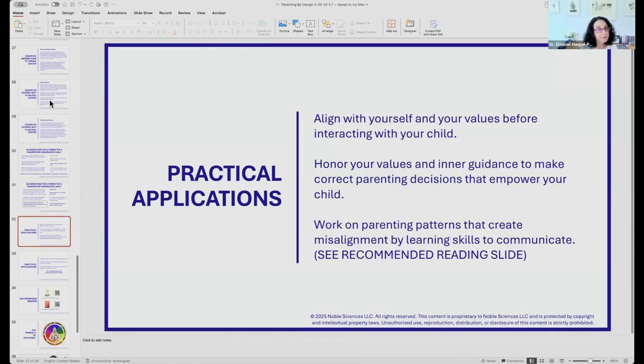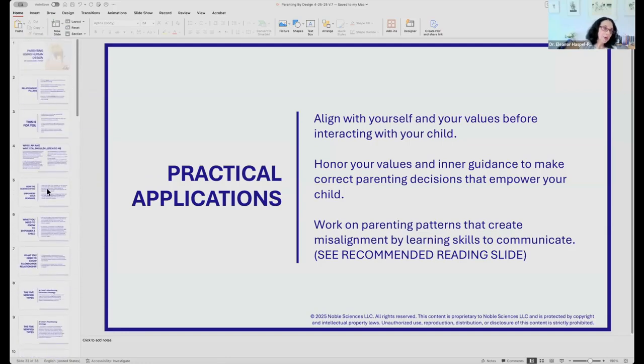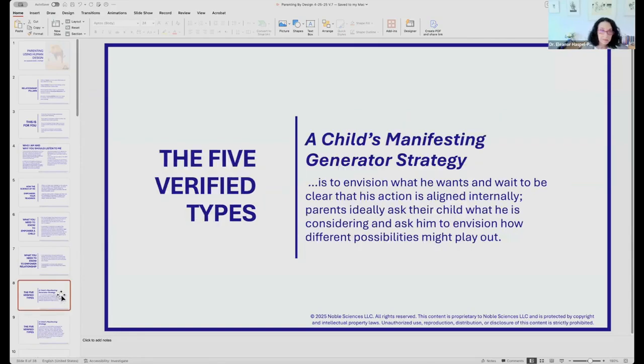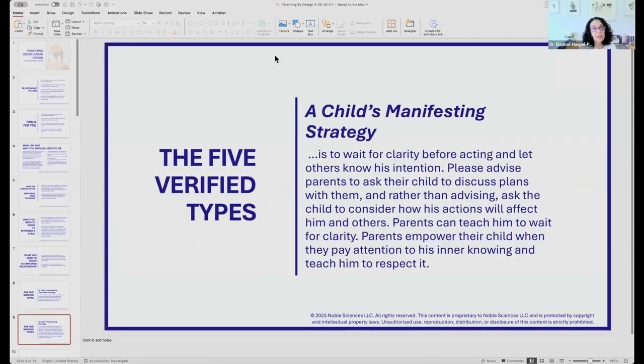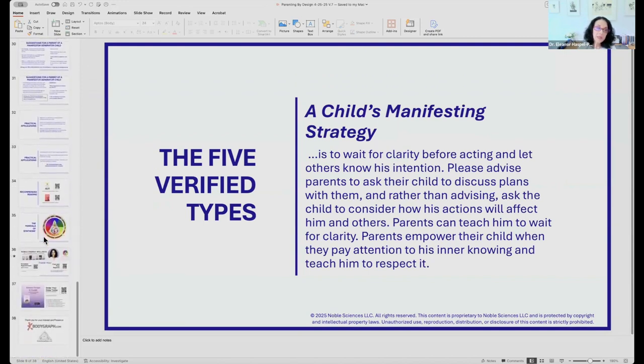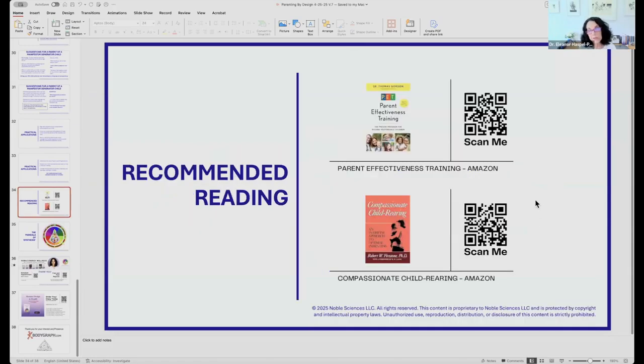So, to go back and review, you want to look at the 5 types and think about the strategy. Think about what the type is of the parent who is interacting with their child.